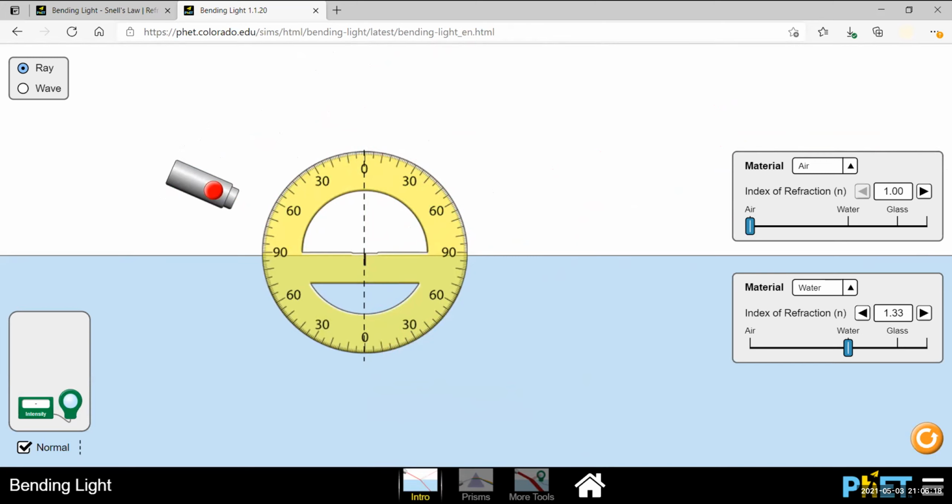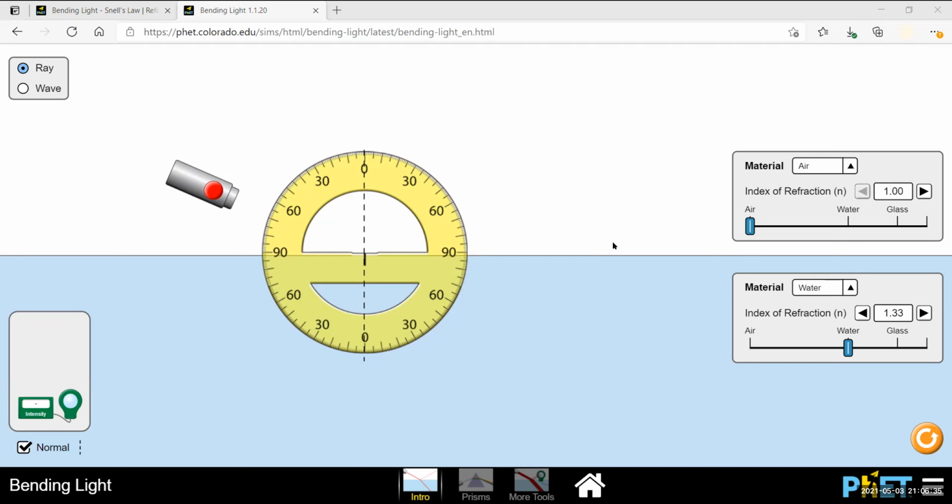So that's part of the instructions. Let's see what else the instruction says. So basically, we're going to choose air and water. So the first one is the air and the water in the instructions.